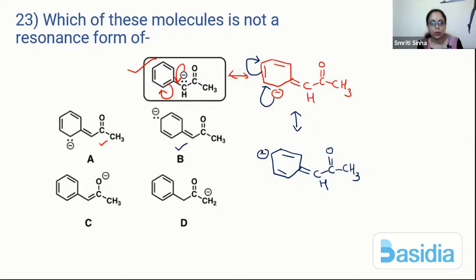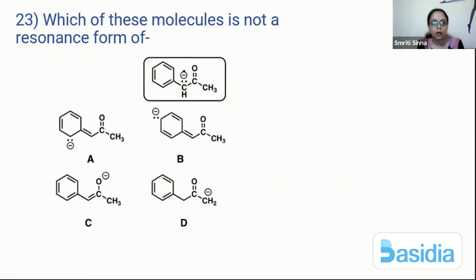Next, you can push this charge here and get a negative charge here, which is not there in any of the structures, so leave it. Now what you can do more is push this negative charge the other way around. So instead of rotating this charge in the benzene ring, there is one more possibility: you can shift this negative charge here and make it O negative, because this resonance is also possible, like tautomerism. So C is also a correct structure.